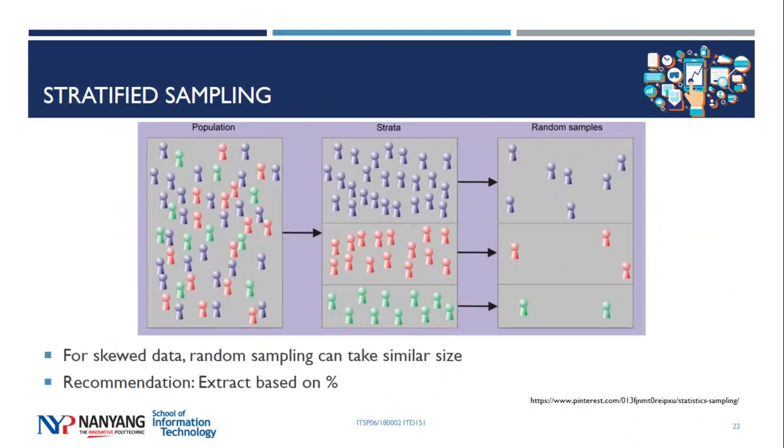And this is an example of stratified sampling. You'll see that we first divide the population into different groups called strata, and then we have representatives from each individual group. It's also recommended that we extract based on the percentage of each of the different groups within the entire population.